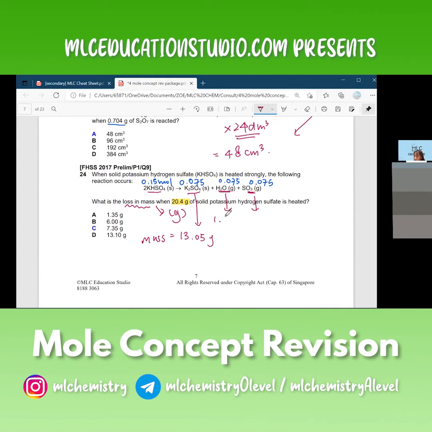Okay, if you calculate the mass of gas, you get this. So the first way is to use 20.4 gram minus 13.05. The second way is 1.35 gram plus 6.00 gram. At the end, you still get 7.35 gram.